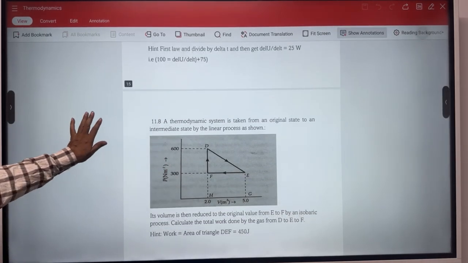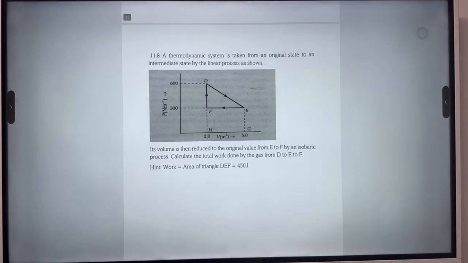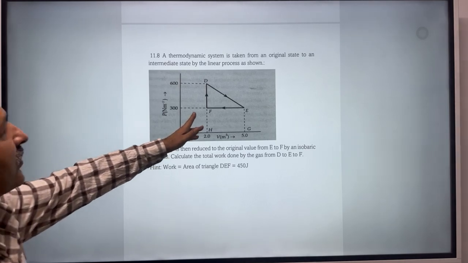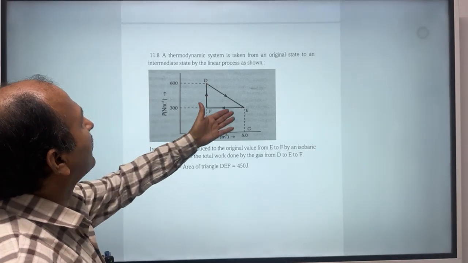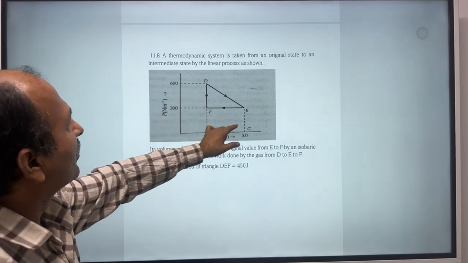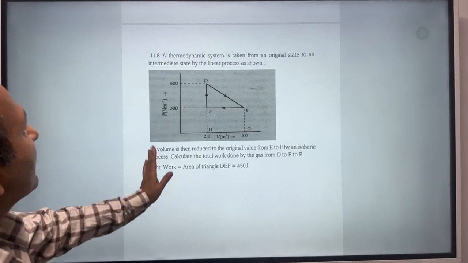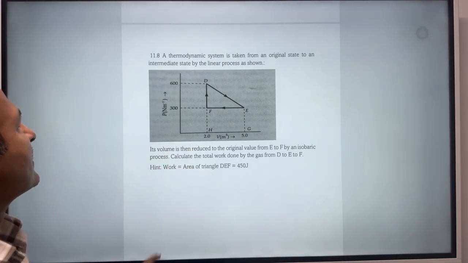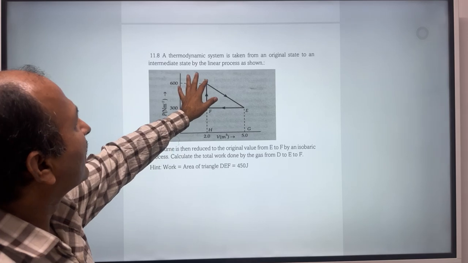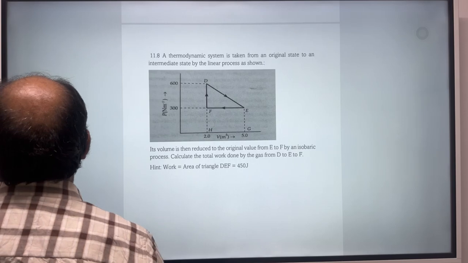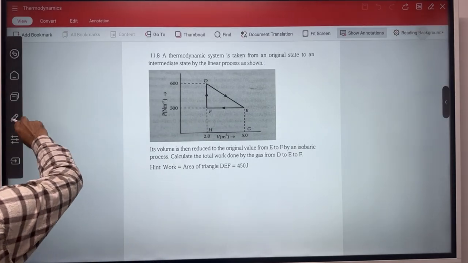Now let's go to the next question. The next question says, a thermodynamic system is taken from an original state to an intermediate state by the linear process as shown. Correct? If you start from here, you will move like this. You can start from anywhere, right? So you have to move on the sides of the triangle. Work done in a PV diagram is very simple: find the area under the figure, or the area enclosed by the figure. You can use the direct method or the indirect method, anyone you can use.